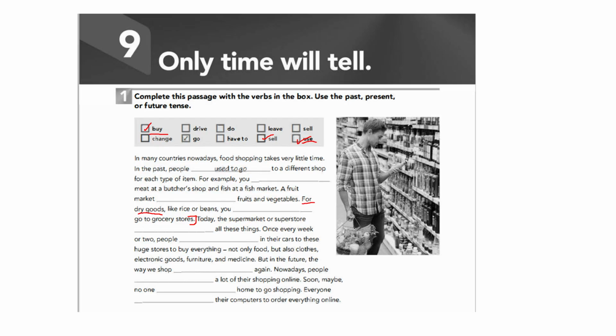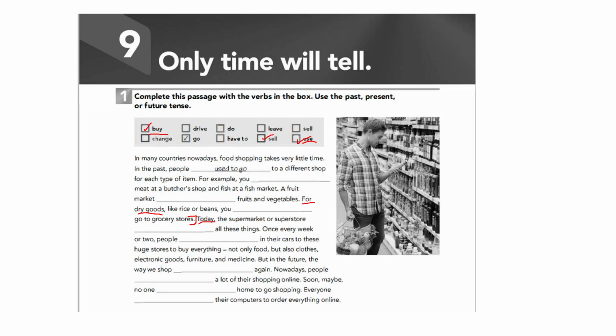Today, the supermarket or superstore, blank space, all these things. Tell me, Giovanni. The supermarket or superstore sells all these things. Today the supermarket or superstore sells all these things. Excellent. We can see that we're talking about today, so we are in the present simple.